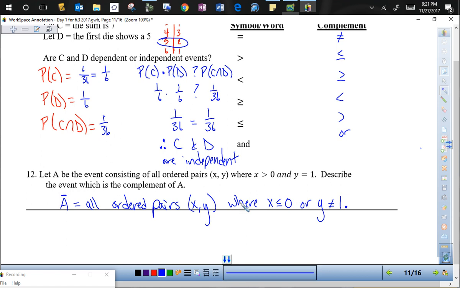Okay, so look for your symbols, look for your words, and switch everything. Okay? The rest of this worksheet is some mixed review from what we did last time and then what we did today with multiplication counting principle and independent events. Okay, so I'd like you to work through those and come ask me if you have any questions on them.